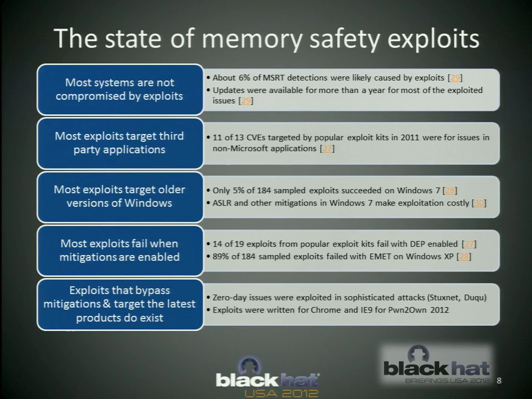But yet we do have to be diligent and recognize that there are exploits today that are capable of bypassing the latest mitigations and that are capable of targeting the latest versions of our products and other products. For instance, some data points here, zero-day issues were exploited in very sophisticated attacks such as Stuxnet and Duqu and some other attacks over the past few years. And if you look at the Pwn2Own competition from this year, you can see that both Chrome and Internet Explorer 9 had exploits written for them that were capable of bypassing the mitigations that we have available today. So although the data suggests that exploits may not be the most common vector of infection and most of the exploits don't target or work on the latest versions of the platforms, it is still possible, and there are data points that suggest that this still happens.